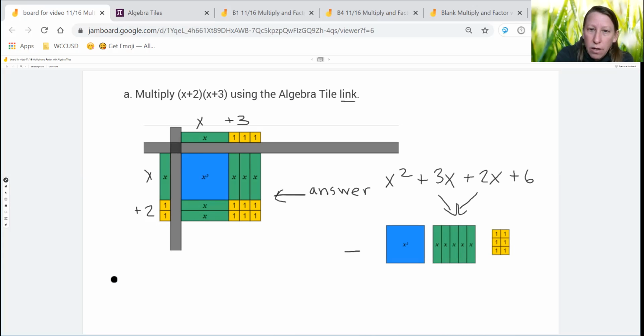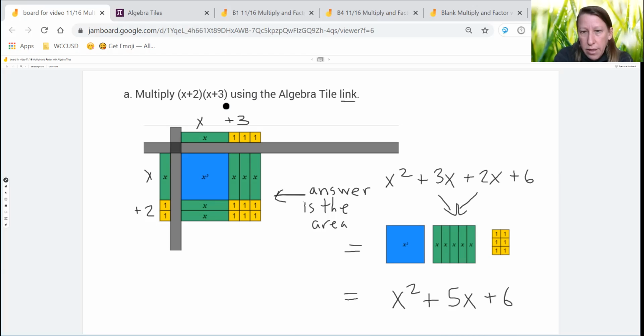That means our answer is that area. That's really important. So our final answer, if I ask you, what does this equal? You will tell me it is x squared plus 5x plus 6. This is the answer.